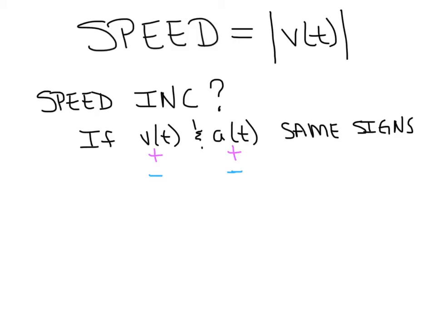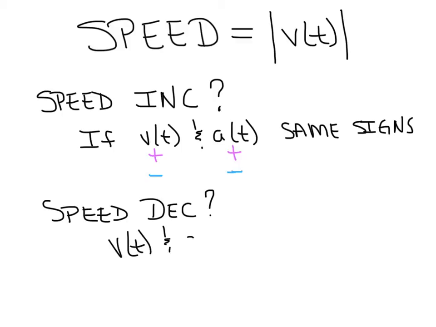So let's just summarize that here. Speed is going to decrease whenever velocity and acceleration have different signs. One's going to be positive and the other one will be negative.